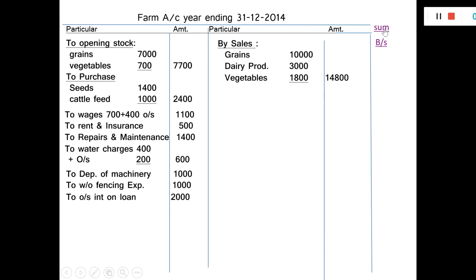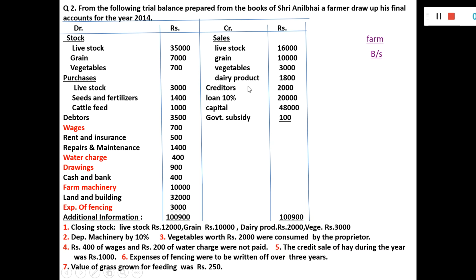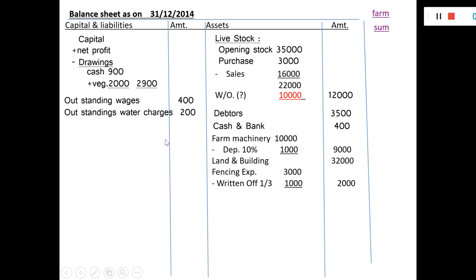Go to the sum again. Creditors 2,000. It is shown as a liability in the balance sheet. Creditors 2,000. Go to the sum again.